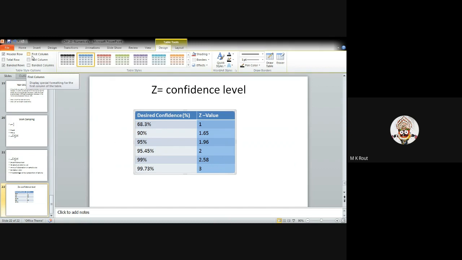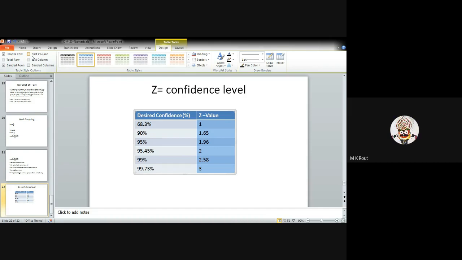What I have experienced in the last two to three years is that most of the time the Z value or confidence level is given. For better understanding, you have to memorize at least three: 68.3%, which is 1; 95.45%, which is 2; and 99.73%, which is 3. Only these three you have to memorize. Is it clear? Yes, sir.